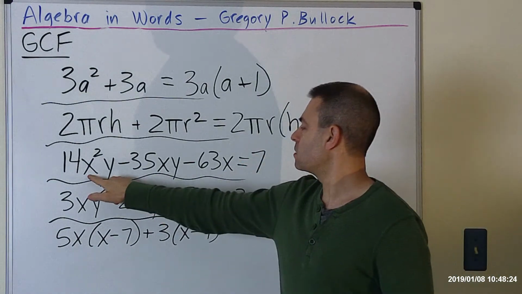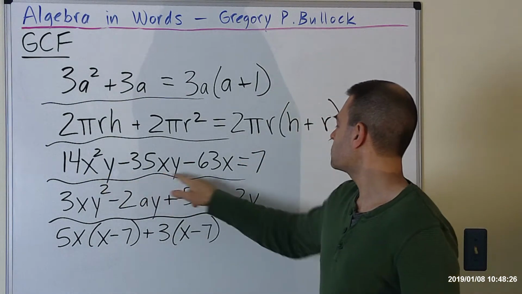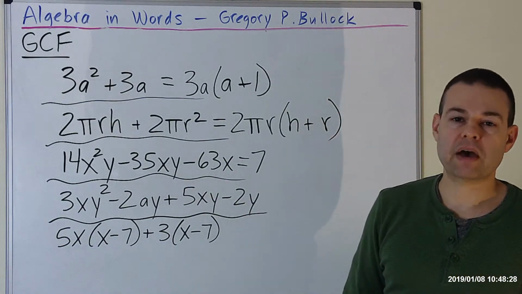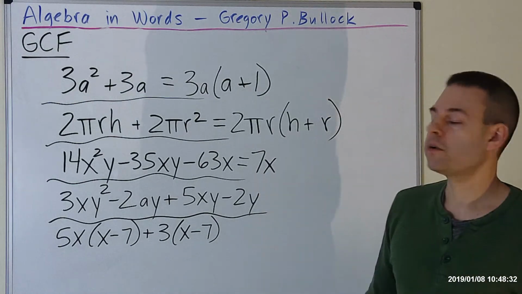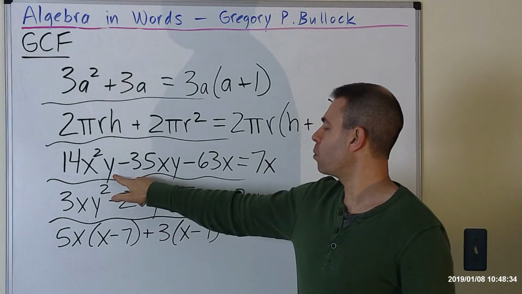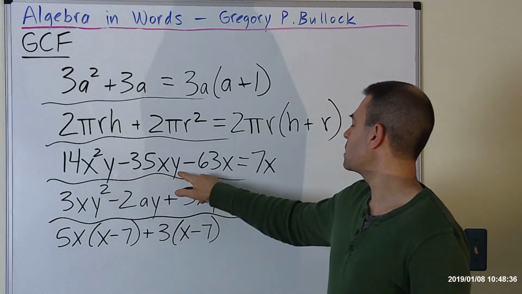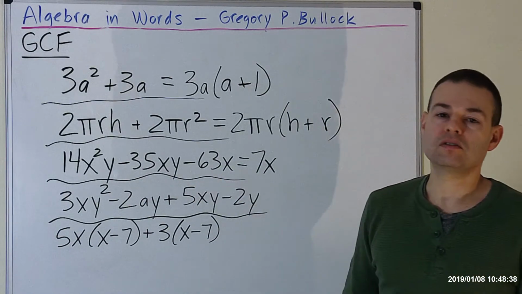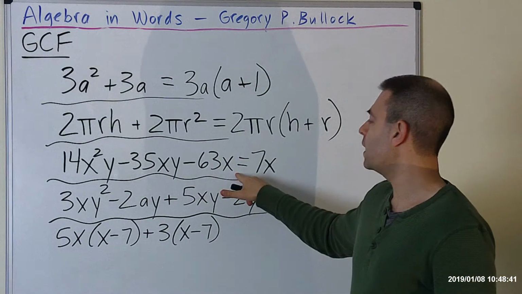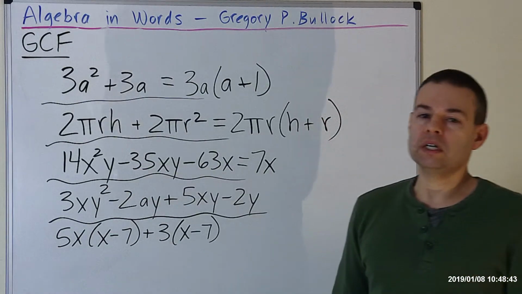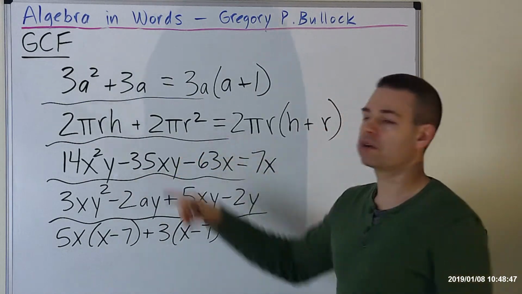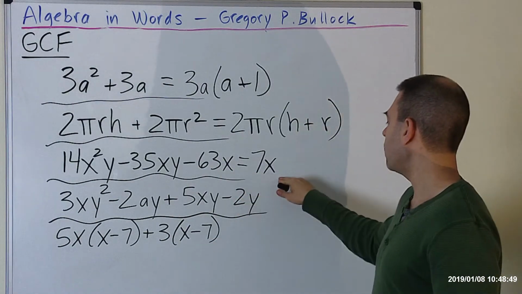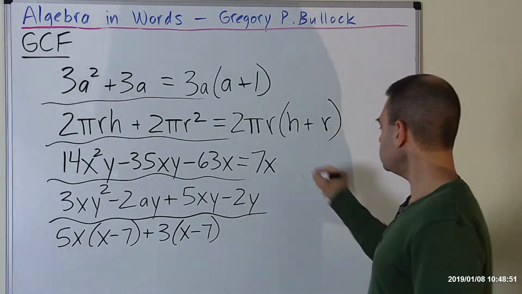Let's go to the x's. X squared, x, and x. They have a common factor of x. So I'll write x with our greatest common factor. Then let's go to this factor, y. This has y, this has y, this has no y. So since this term has no y, even though these both do, there's no common factor of y among the three terms, so we leave that out from the greatest common factor.